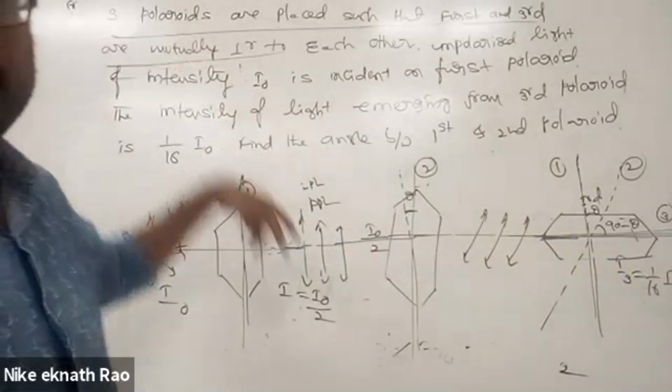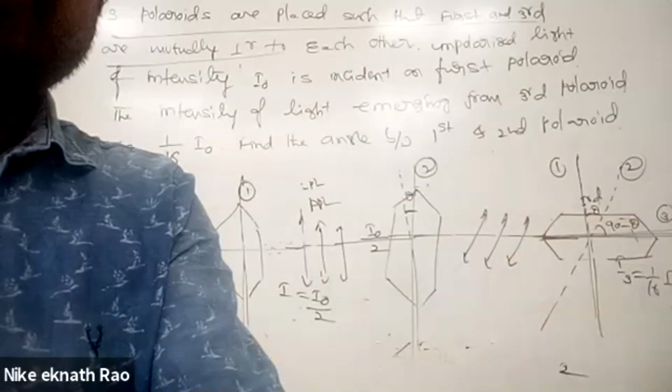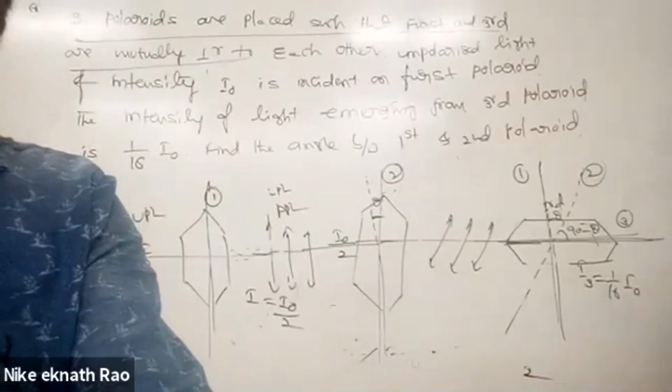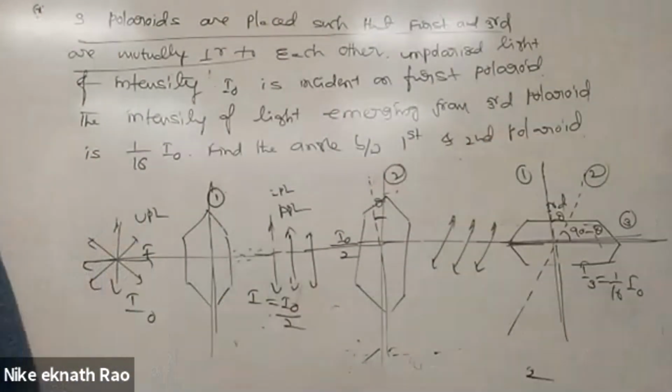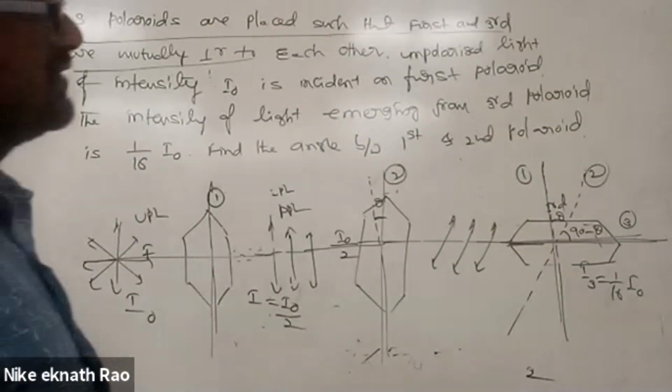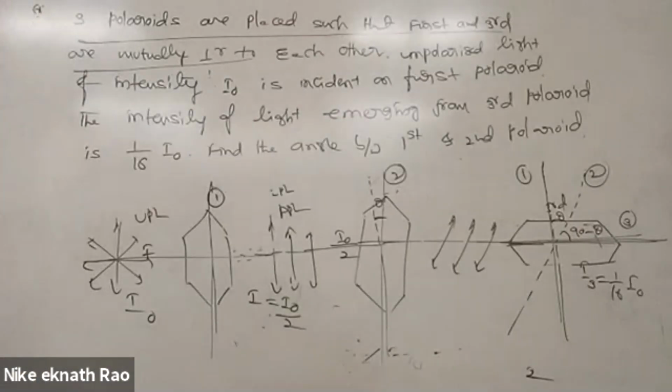Question writing is over, everyone. Try it now and answer fast. What is the answer? 5 degrees, 90 degrees, 22.5 degrees, or 60 degrees?